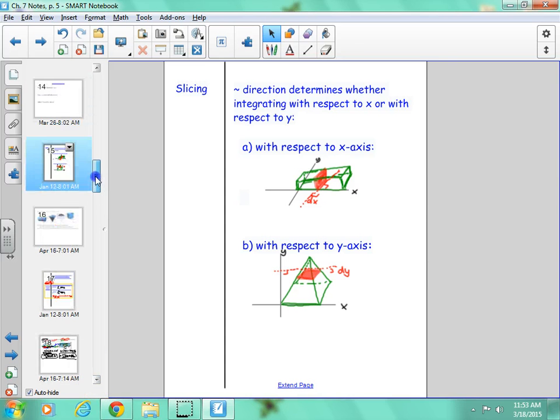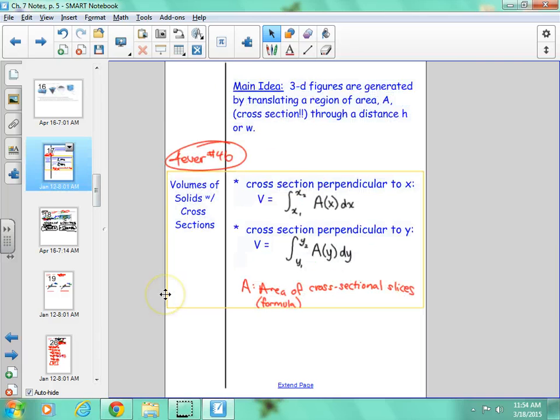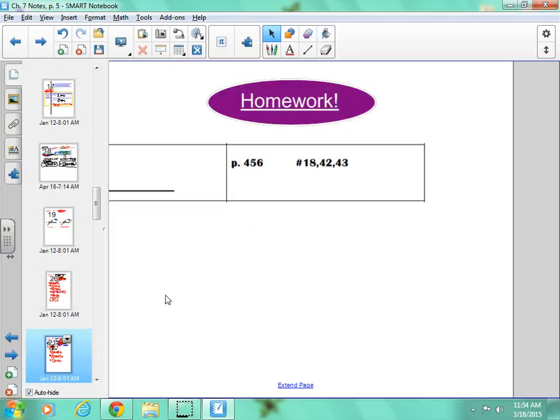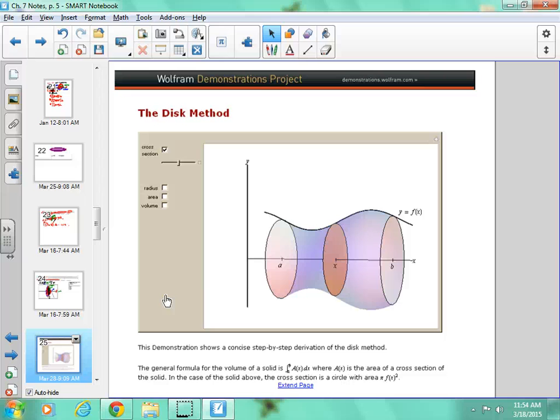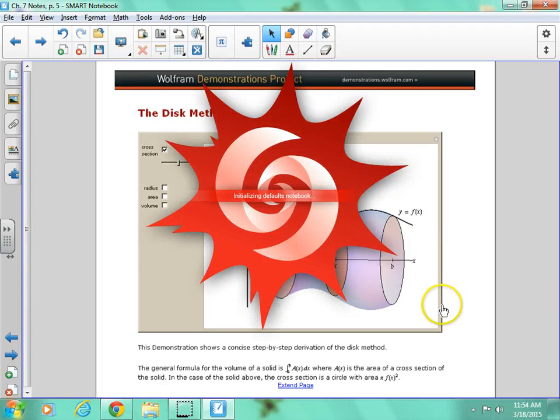Revolving. Oh, I lost it. ¿Dónde está? Aquí? No. No. Lower, lower, lower, lower. Aha! So now what's going on?